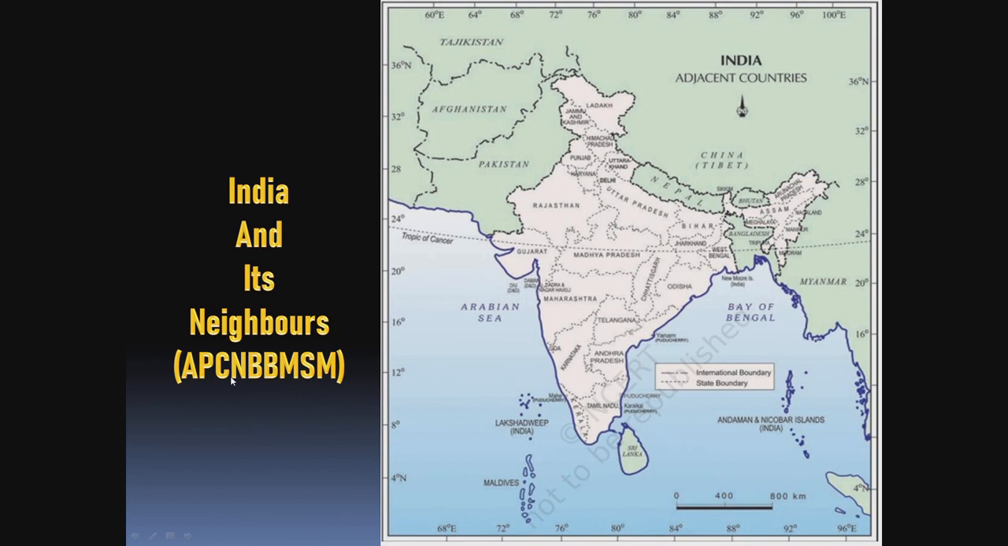Again, for my understanding, I have made this: A for Afghanistan, P for Pakistan, C for China, N for Nepal, B for Bhutan, then second B for Bangladesh, M for Myanmar, S for Sri Lanka, and M for Maldives. With these short forms, short letters, you can make an acronym and learn it by heart. So that's it. The lesson is all about the size and location of India and neighboring countries. So learn this by heart, and I hope you have understood this lesson.